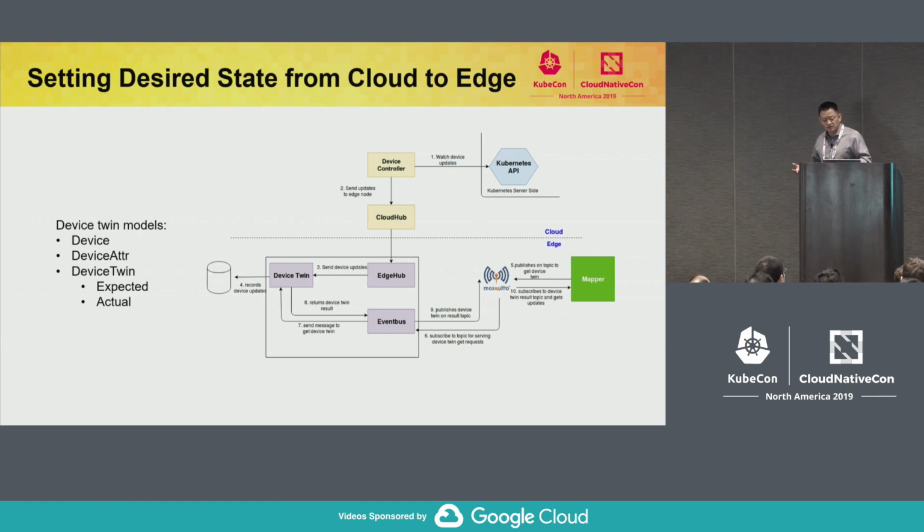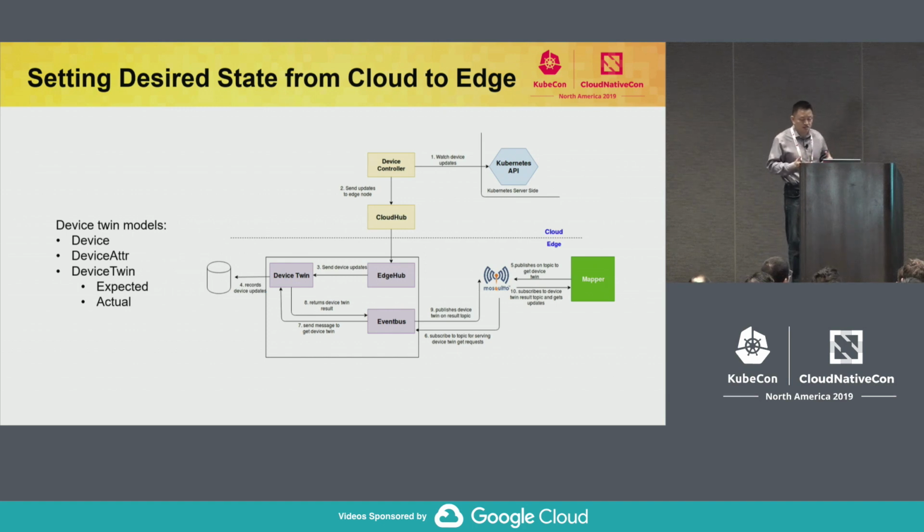Now, I talked about device twin. A device twin, in our case, we actually referenced and borrowed the Mozilla's Web of Things definition of device twin. It has three basic components. A device is similar to what a device is. A device attribute, which is a property bag of each attribute, its value, and its version, and so on. And a device twin, which is also a property bag, but the difference is for a device twin, you have two changing updatable states, an expected state and an actual state.